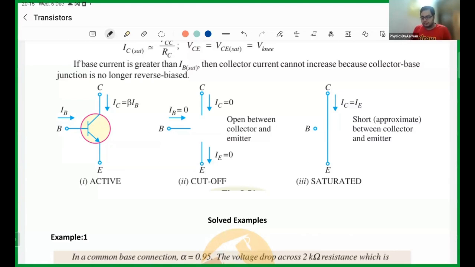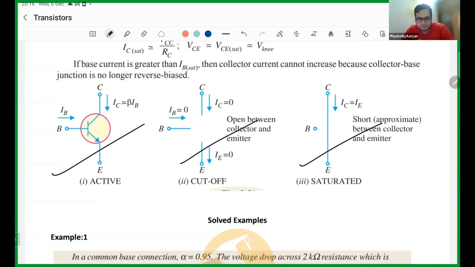And if it is saturation, then the input is useless. What you have actually done is directly connected collector to emitter, and there is no use of the base as such. You can keep on increasing your signal, but your transistor will show no effect, because now you have kind of short circuited your situation. So this is an open circuit, this is a short circuit, and this is your normal transistor. This is active or amplifier, this is cutoff, and this is saturated.